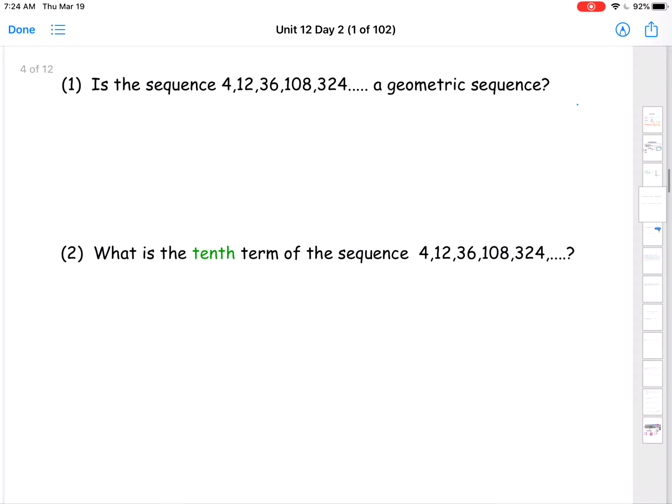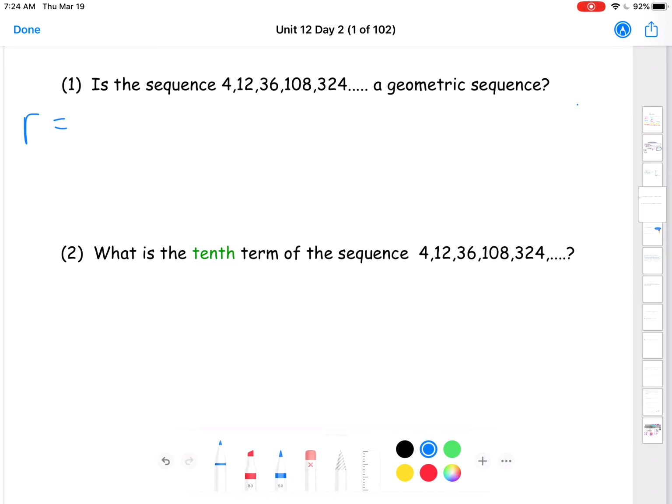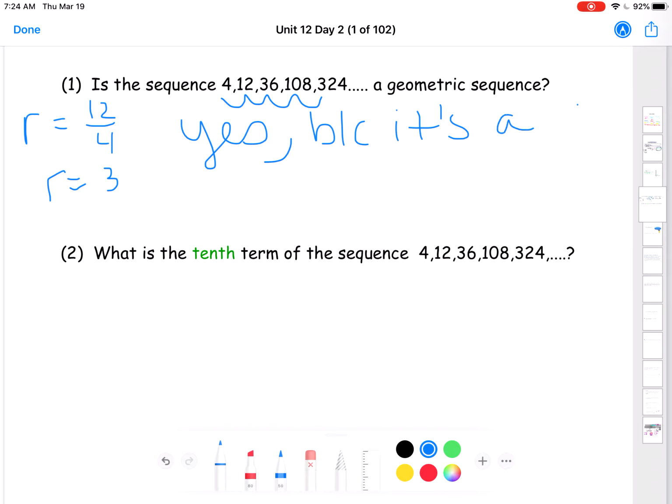Okay, so let's do this question here. First thing they're going to ask me, is the sequence a geometric sequence? Well, I'll find the common ratio if it exists. So I'll do second divided by first, and I get 3. Is this a times 3 pattern? On Friday, I had you guys do 4 times 3, enter, times 3, enter, times 3, enter. So if that sequence is produced, we can say yes, because it's a times 3 pattern.